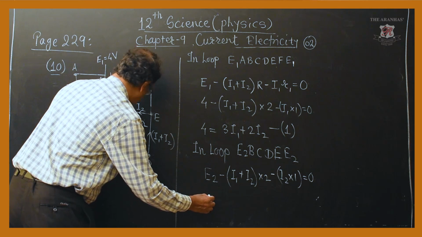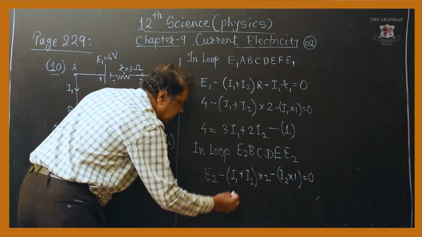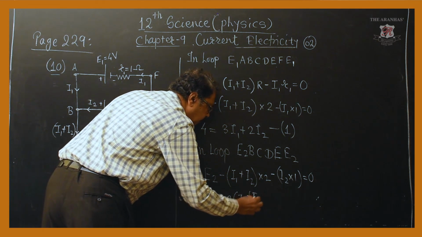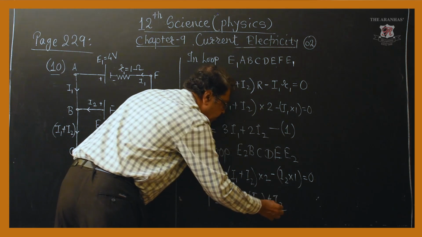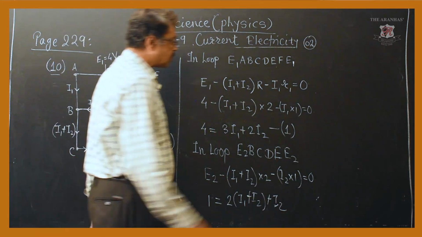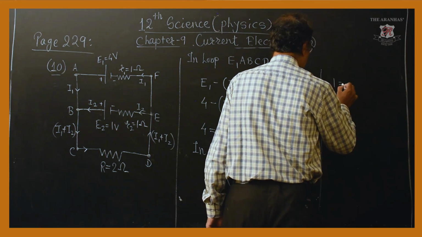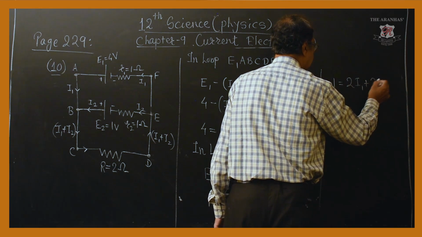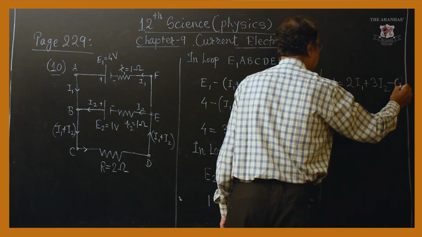So now they have given 1 volt, or 1 equal to, this is 2 into I1 plus I2, plus I2. Simplify this. What you are going to get? 1 equal to 2I1 plus 3I2. This is your equation number 2.